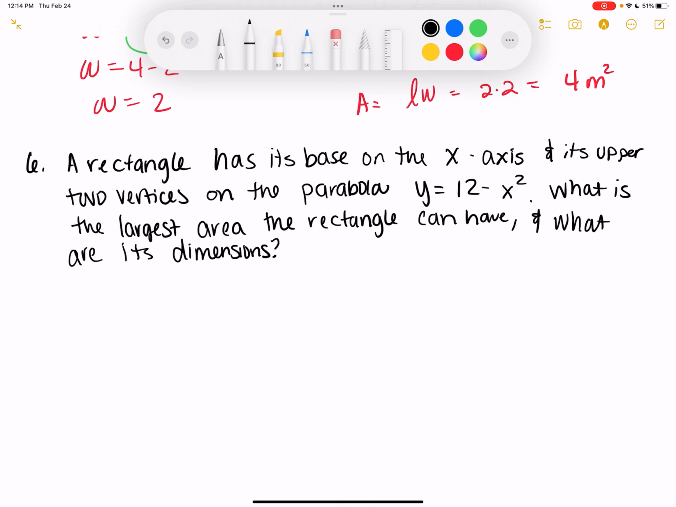Okay, we know that it's a rectangle. We know that its base is on the x-axis, meaning I've kind of got to graph this. The other thing that I know is that I have a parabola. I don't know if you remember back from Algebra 2 how to graph a parabola, but the negative sign in front means that it's upside down, so it's an upside down U. And then the 12 moves it up 12 places. So I'm going to deal with the parabola first, and then I'll deal with the rectangle part after that.